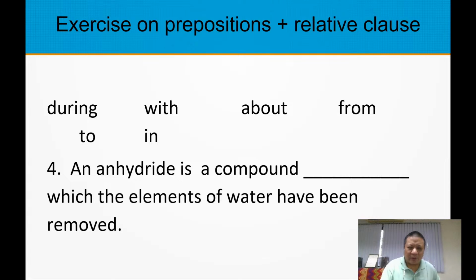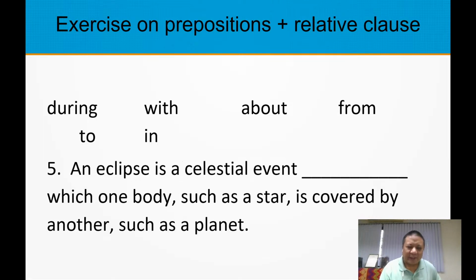Okay, we have two more. An eclipse is a celestial event blank which one body, such as a star, is covered by another, such as a planet. Remember, it's an event. Okay, I think you got this one correct. An eclipse is a celestial event during which one body, such as a star, is covered by another, such as a planet.